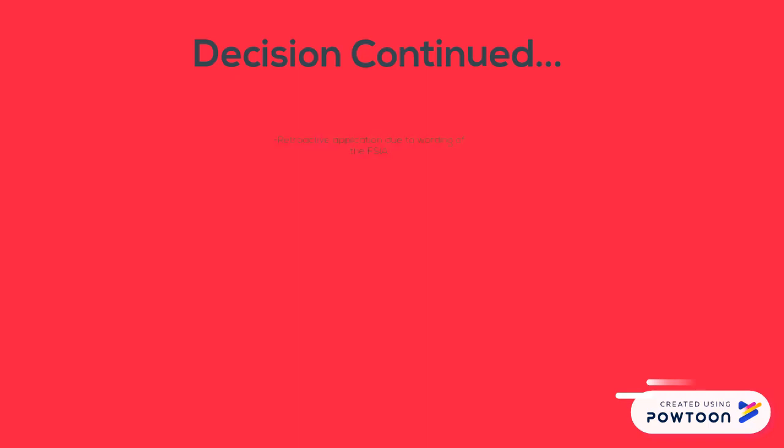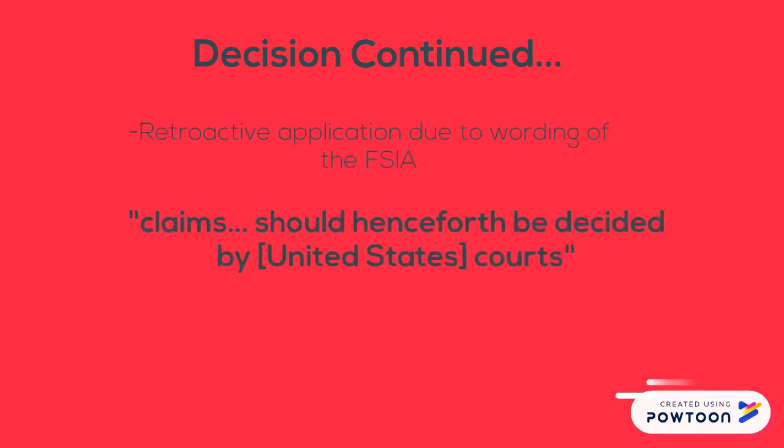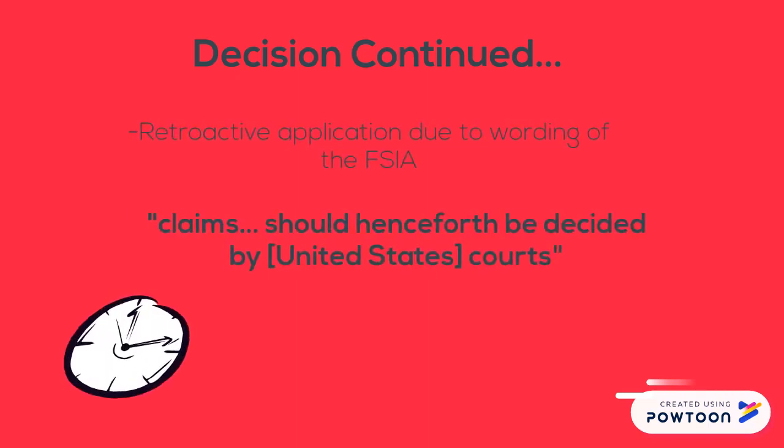FSIA applied retroactively because of the wording used. Claims should henceforth be decided by United States courts. Therefore, immunity claims and not actions or conduct are relevant to the FSIA. This means that although the conduct of Austria occurred before the enactment of the FSIA, their claim of sovereignty that would give them immunity from the court occurred after.